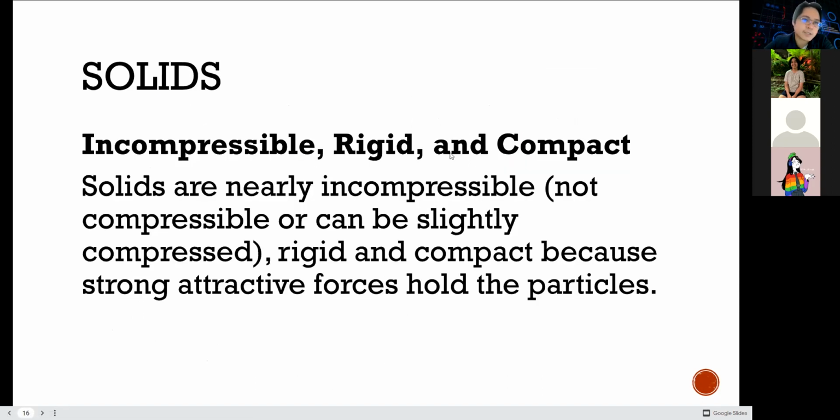Let's move now to solids. These are the properties we have: incompressible, rigid, hard, and compact. Solids are nearly incompressible. They can be slightly compressed, but that is not a property of a solid. They are rigid and compact because strong attractive forces hold the particles.